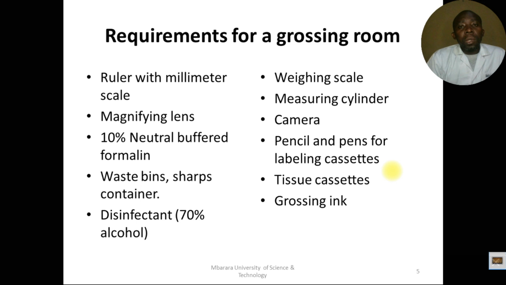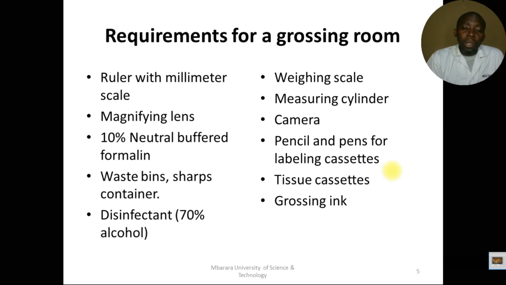So we carry out grossing in a room we call a grossing room. This is a special room which is well equipped with different equipment, and its purpose is to carry out grossing before the specimen leaves to go for other steps in tissue processing. In this grossing room, we need to have a ruler with a millimeter scale.